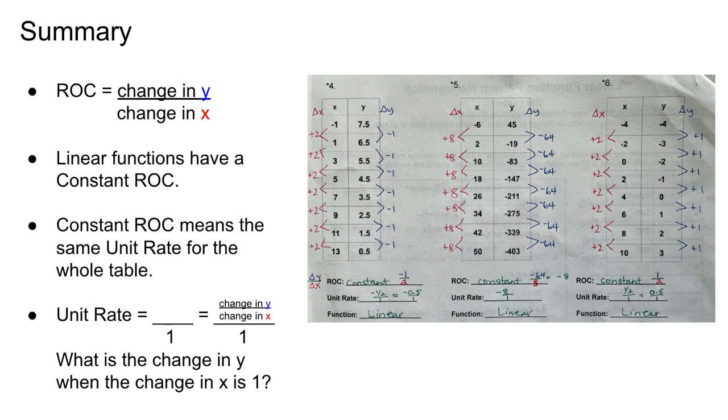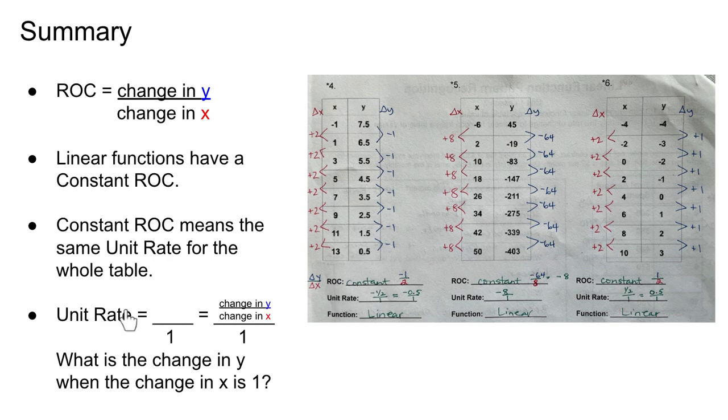Just a quick summary on this slide. This is not on your notes, but just to make sure you've gotten the big ideas from today. Our rate of change, this is not going away. You're going to need to know that it's the change in y over the change in x. All linear functions have a constant rate of change. The constant rate of change means that the unit rate is the same for the whole table.